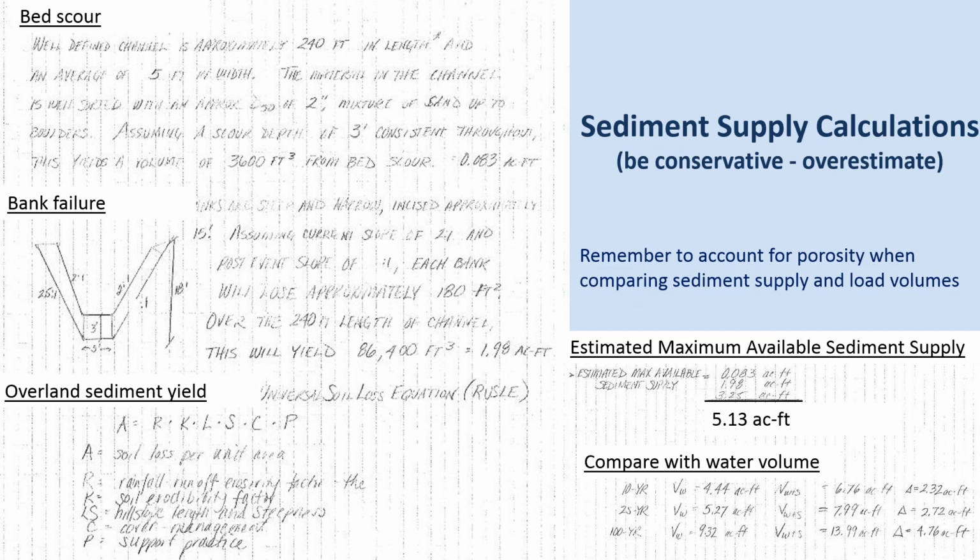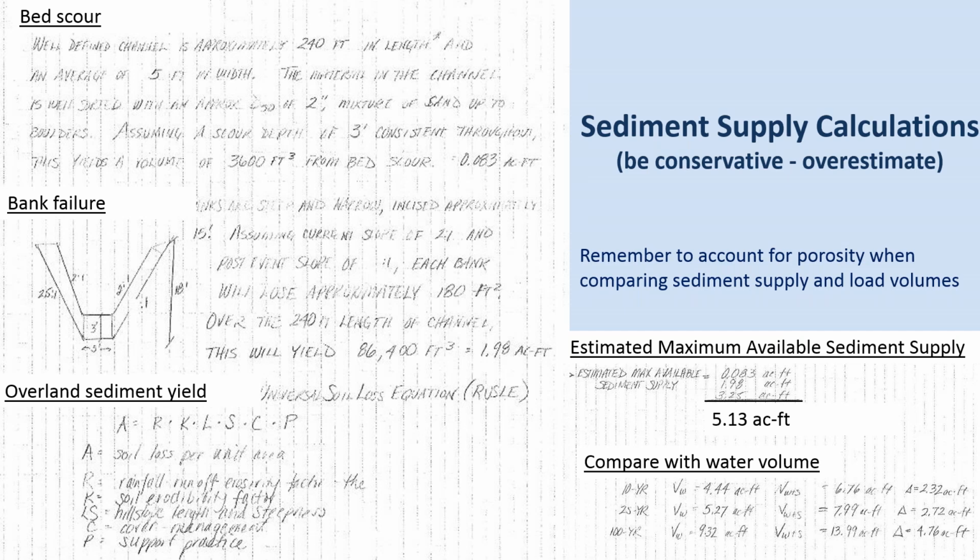What I have to remind you to do is that when you do an estimate of the bed scour, the bank failure, and the overland sediment yield, is to account for the porosity if you're taking everything as a depth of sediment, because what you're computing in the model is a solid volume of sediment to compare with the volume of water in the model. So you have to convert one or the other.